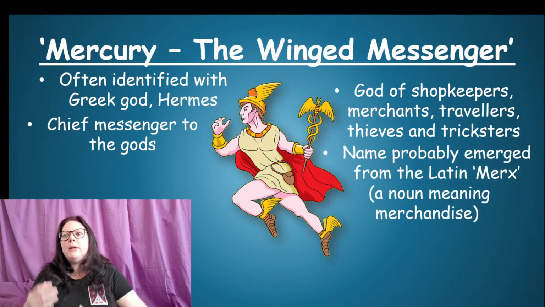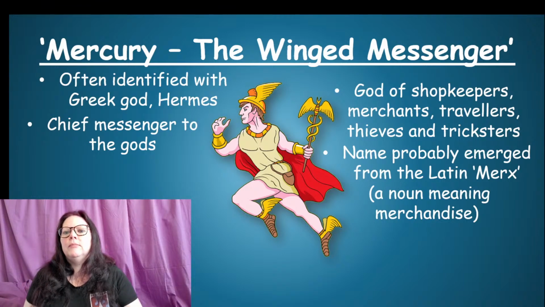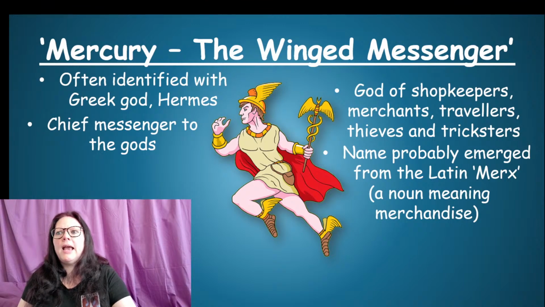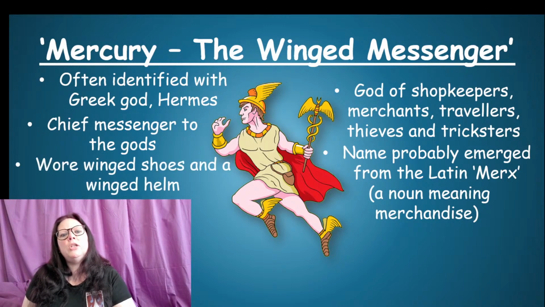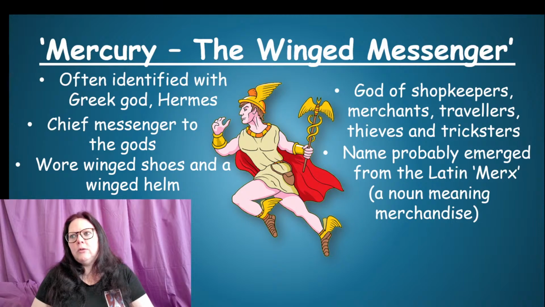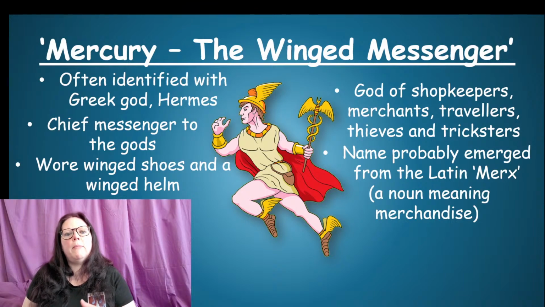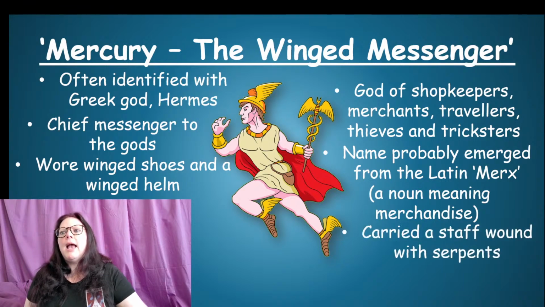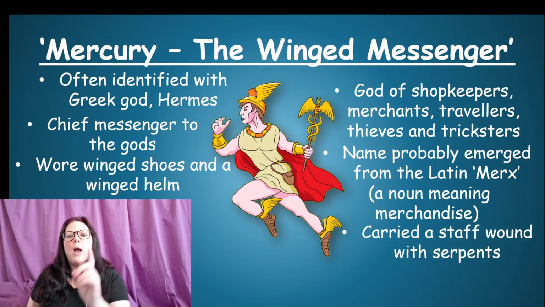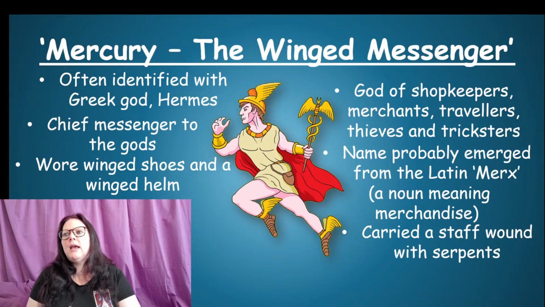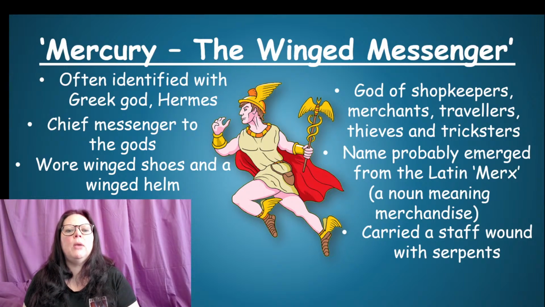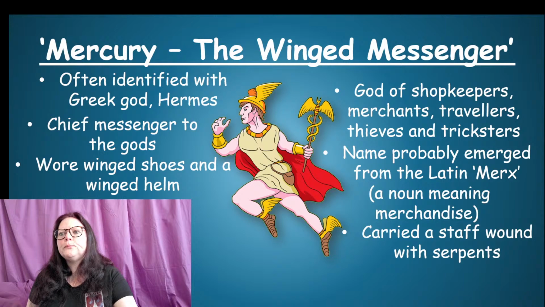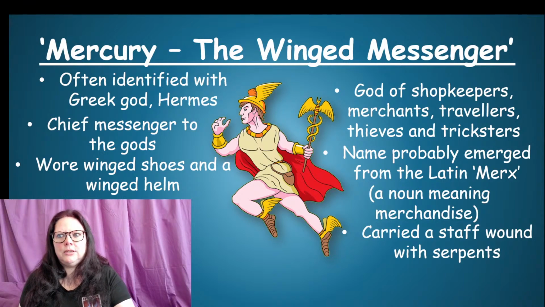His name probably emerged from the Latin merx, a noun that means merchandise. So we've got that Latin link. He wore winged shoes and a winged helm that was forged for him by Vulcan, who was the Roman god of forge and fire. And he carried a staff that was wound with serpents. You can see the serpents there on his staff that was gifted to him by Apollo. The staff represents trade and negotiations.